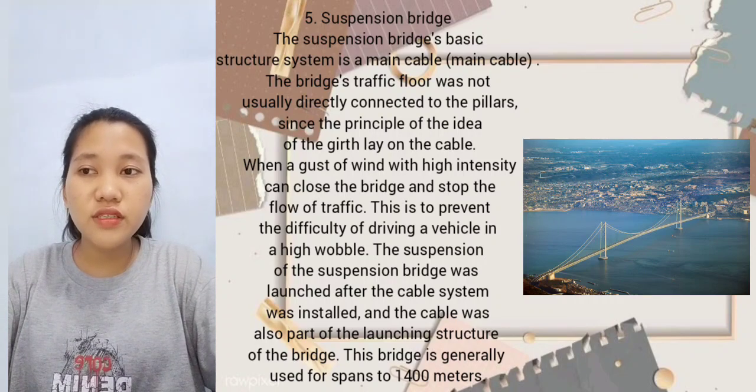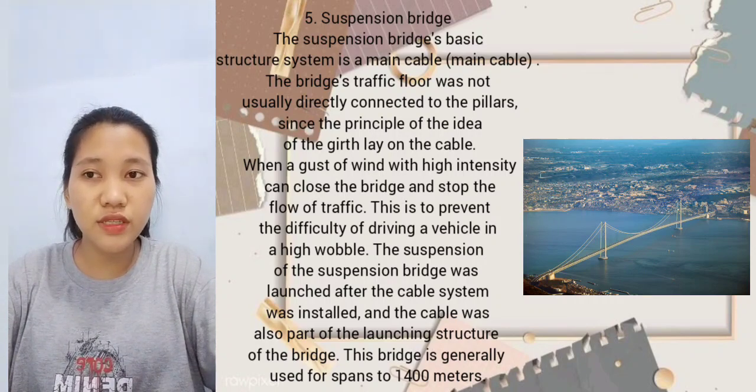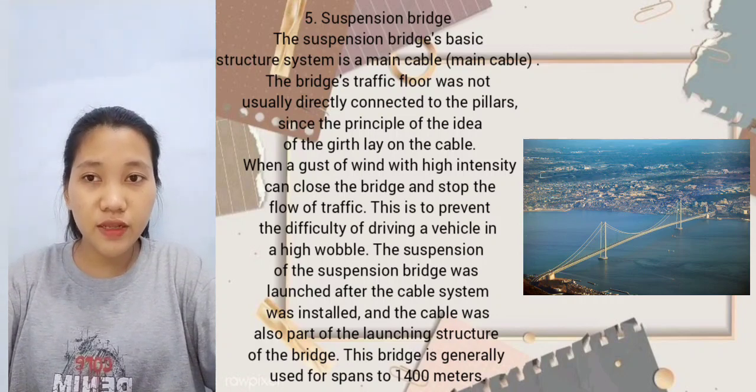Fifth, suspension bridges. The suspension bridge's basic structure system is a main cable. The bridge's traffic floor is not usually directly connected to the pillar, since the principle of the idea is that the girder lays on the cable. A gust of wind with high intensity can close the bridge and stop the flow of traffic. This is to prevent the difficulty of driving a wheel in a high wobble.